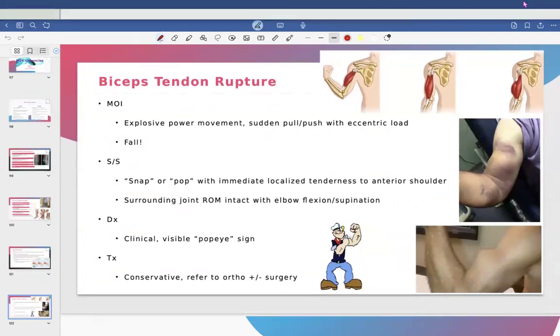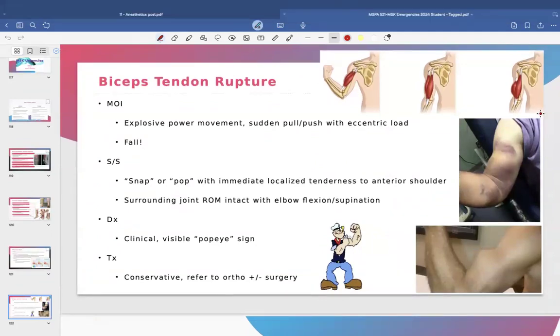Triceps tendon rupture, Popeye. A lot of times you can be conservative with these guys, but you can also have surgery if it's been severely affecting them.